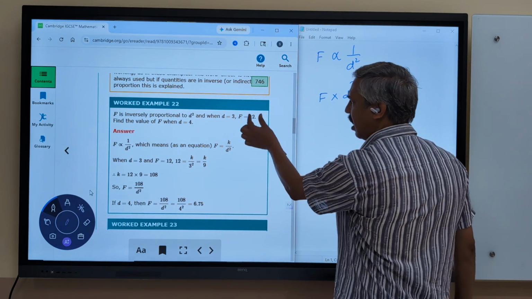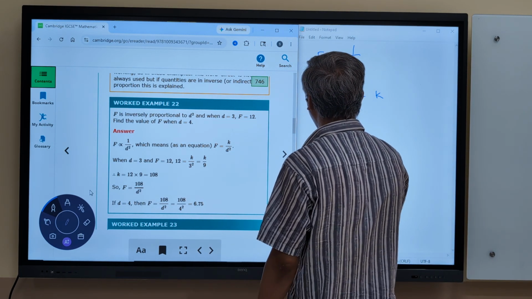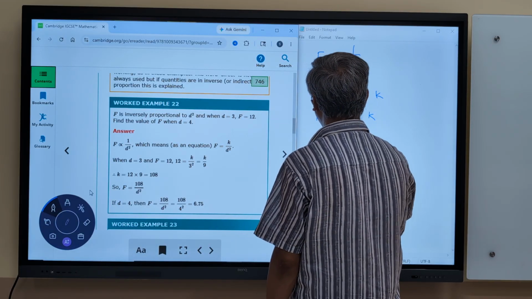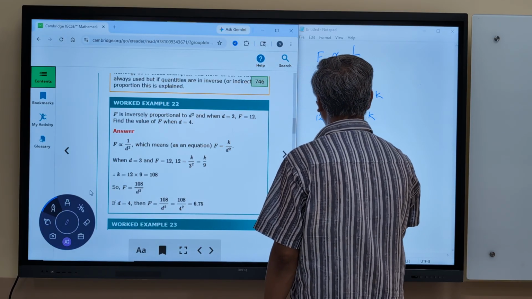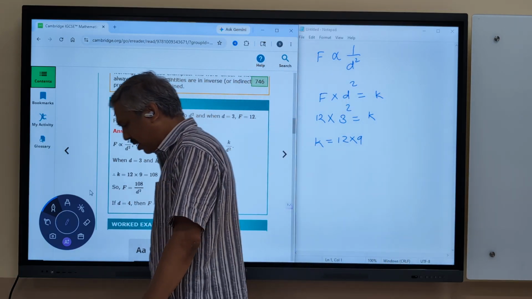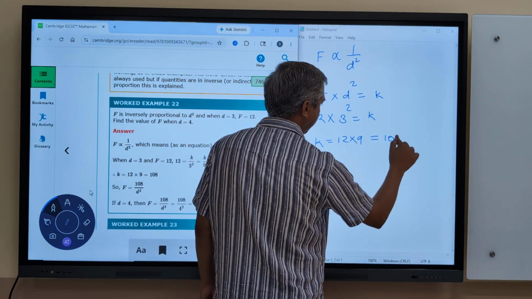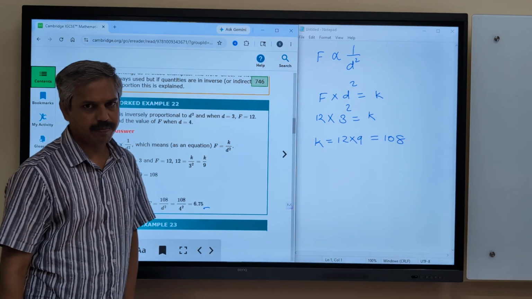So d is equal to 3, f is equal to 12. So f is equal to 12 into d is equal to 3 square is equal to k. So k is equal to 12 into 9. 12 into 9 is 108. So this is equal to the value of k. K is equal to 108.